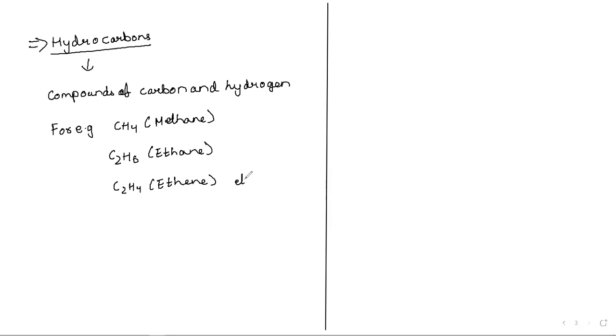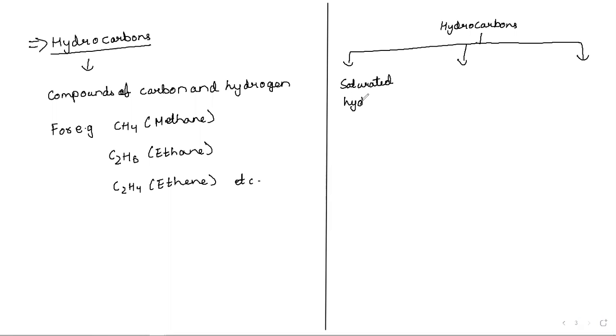Now, hydrocarbons are further classified into 3 types. Hydrocarbons को हम further classify करते हैं 3 type में. Saturated hydrocarbon, unsaturated hydrocarbon, and aromatic hydrocarbon. They are being further classified into three types: saturated, unsaturated and aromatic.